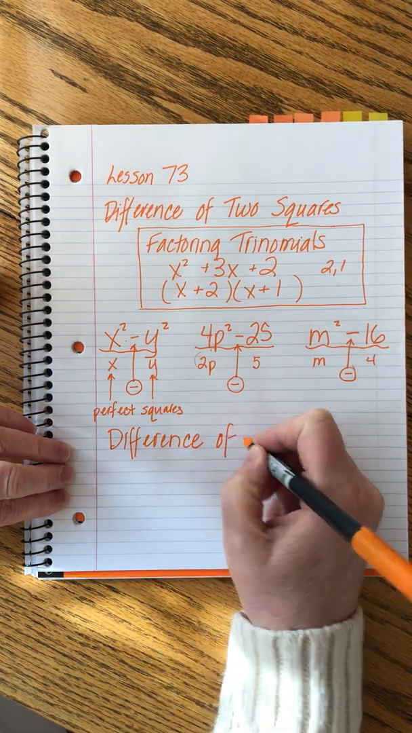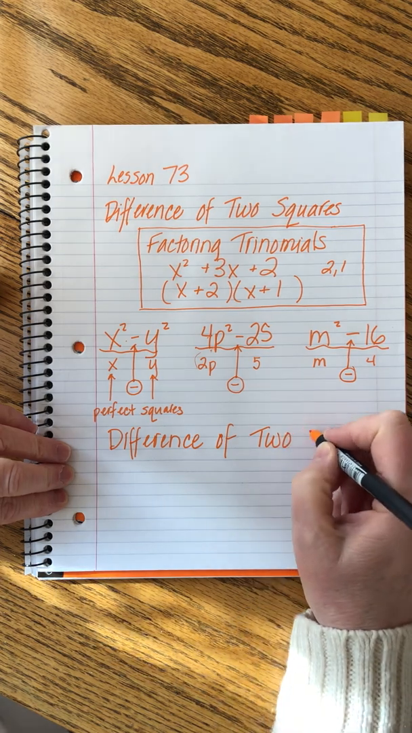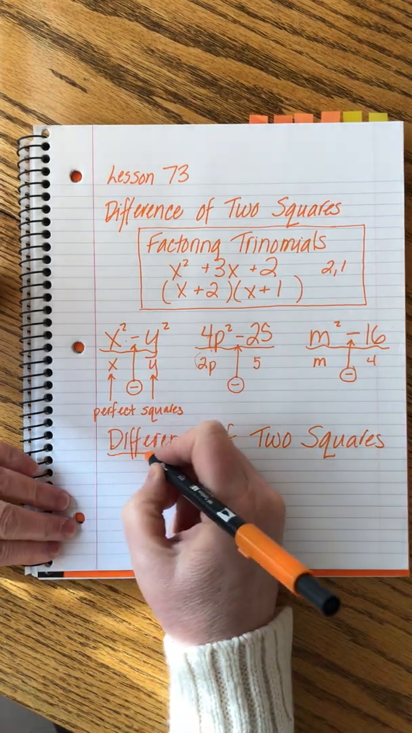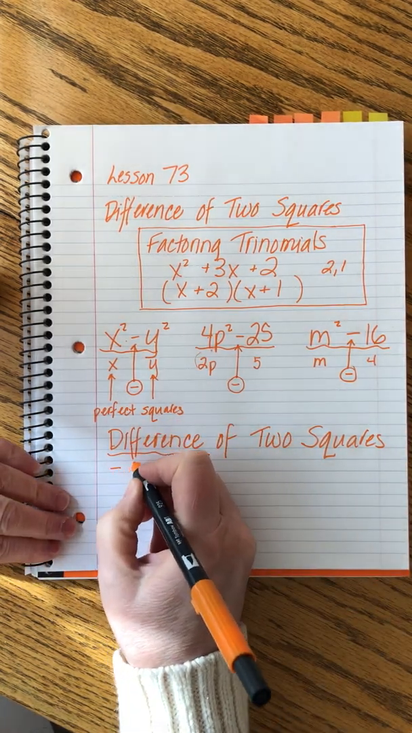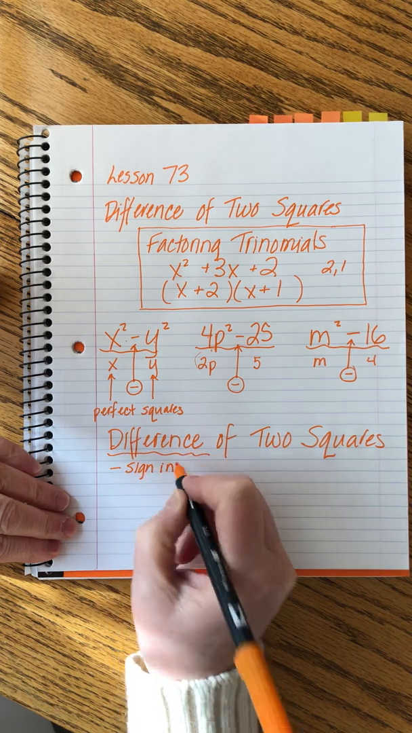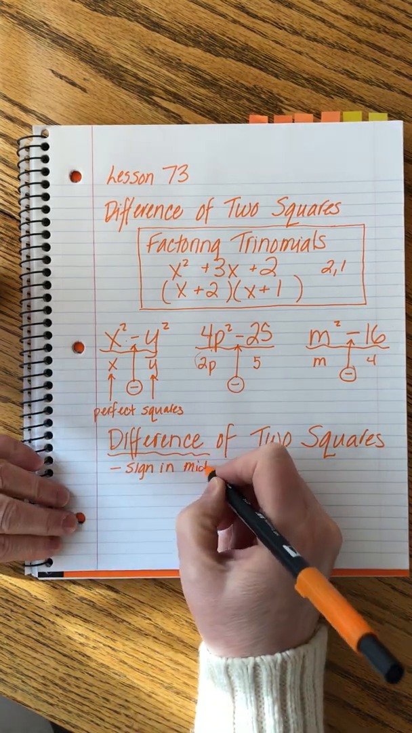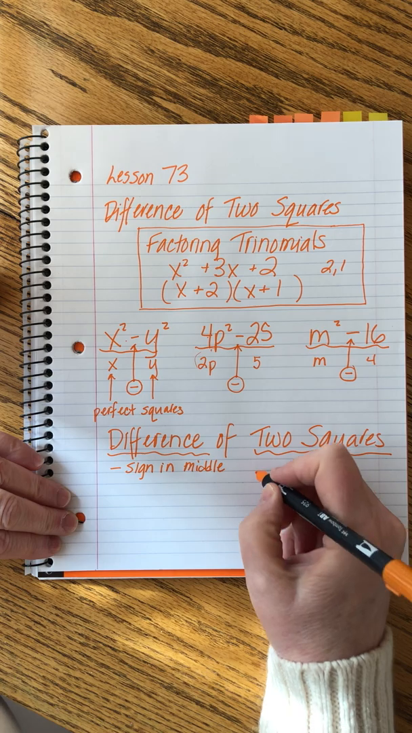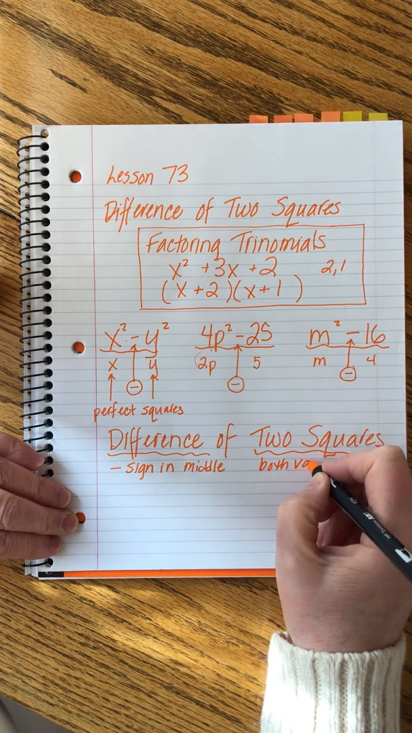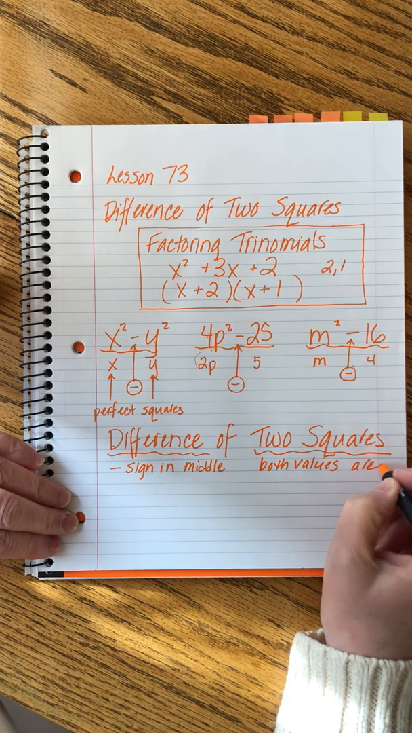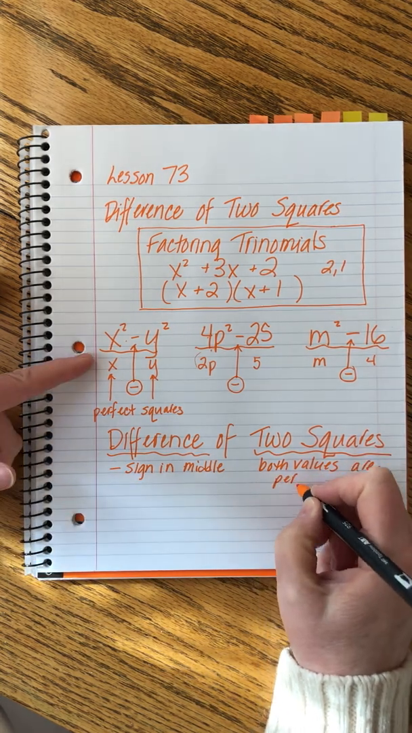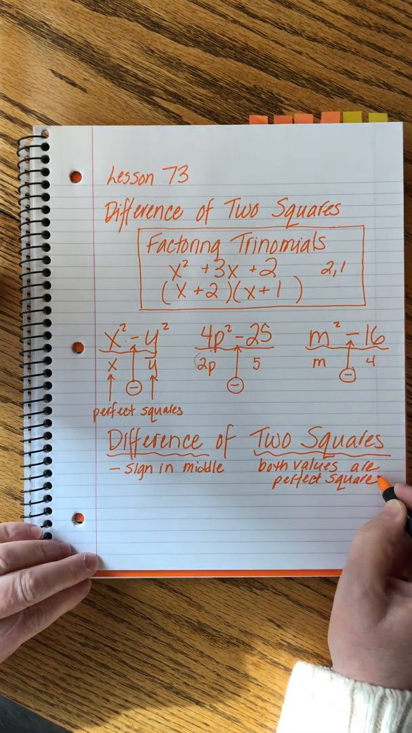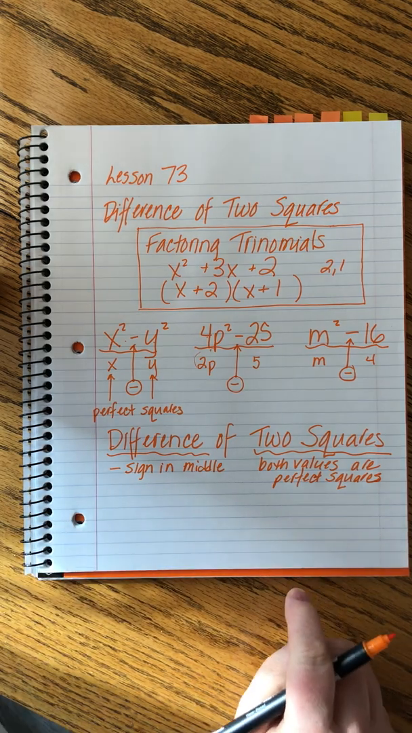Difference of 2 squares is what we call this factoring strategy. Remember that the word difference is because we have to have a minus sign in the middle, and 2 squares means that both values are perfect squares. They can be letters or numbers, as we saw in this example. When we recognize that we have both of these conditions, we can factor it in a snap.